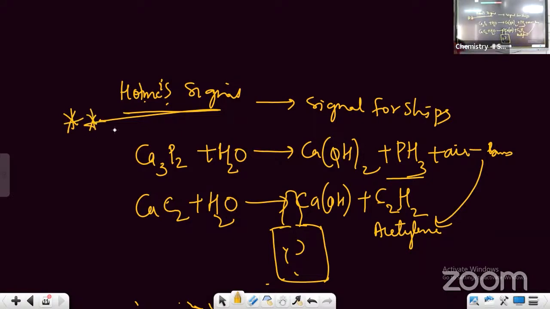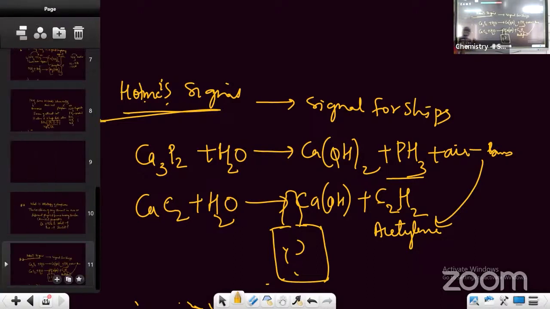So with this, we have completed the 15th group elements. In the 15th group elements we did 2 LAQs: one is preparation of ammonia, one is preparation of nitric acid. Next we have done the VSAQs. One is why ammonia forms hydrogen bonds whereas phosphine does not. Then ammonia is a good complexing agent. Then Holmes signal. So we'll just revise the VSAQs.